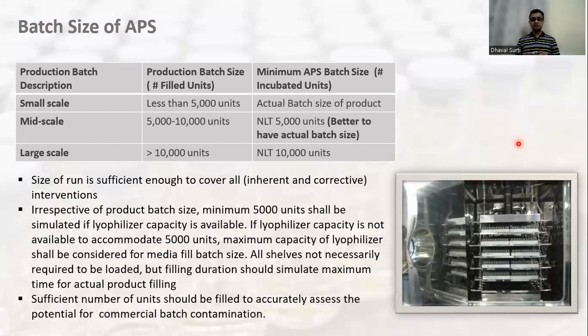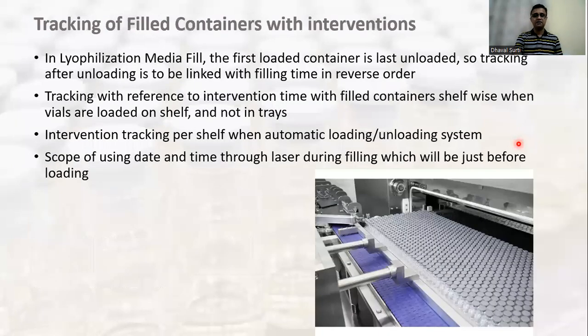Sufficient number of units should be filled to accurately assess the potential for commercial batch contamination. See, you have to simulate as per the commercial batch sufficient number. If batch size is less, then we have to simulate a sufficient fill number, so it will simulate all the interventions during the commercial batch. Now, tracking of filled containers with interventions.